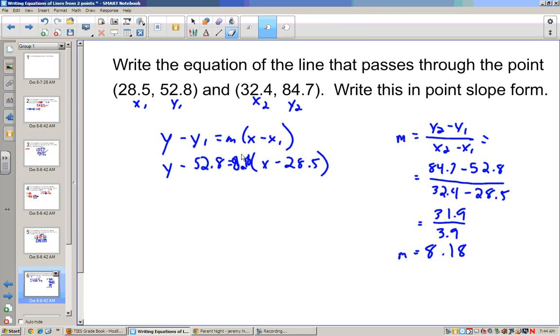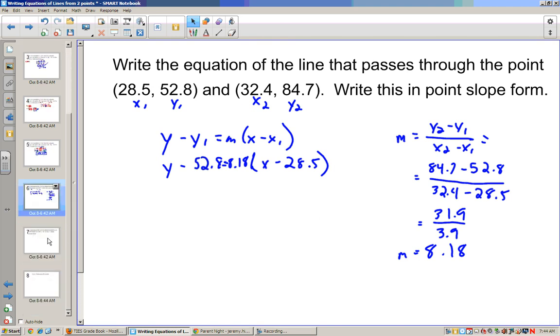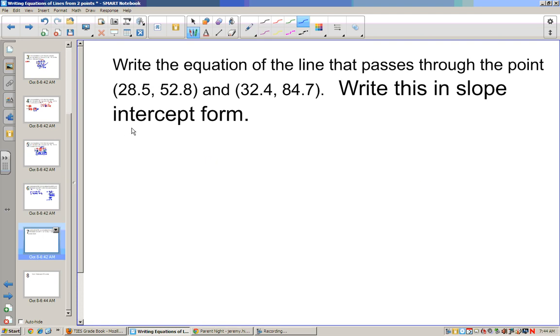That's not written very well. I was trying to write it in such a small space. 8.18. I don't know if that's any better. Hopefully a little bit. All right. So this is our equation. Now, if I want to write that in slope intercept form, we have y minus 52.8 is equal to 8.18 times x minus 28.5.